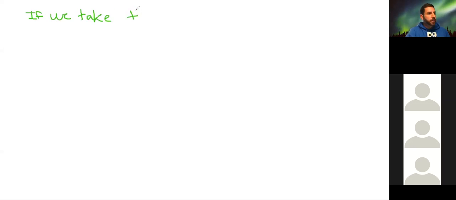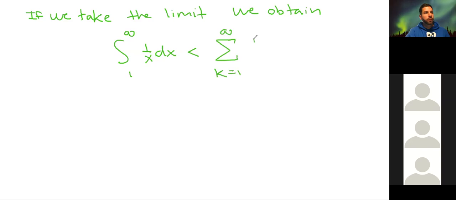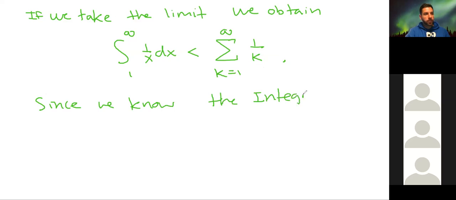So if we take the limit, here's what we obtain. The integral from 1 to infinity of 1 over x dx is less than the sum, k goes from 1 to infinity, of 1 over k. Since we know the integral diverges.